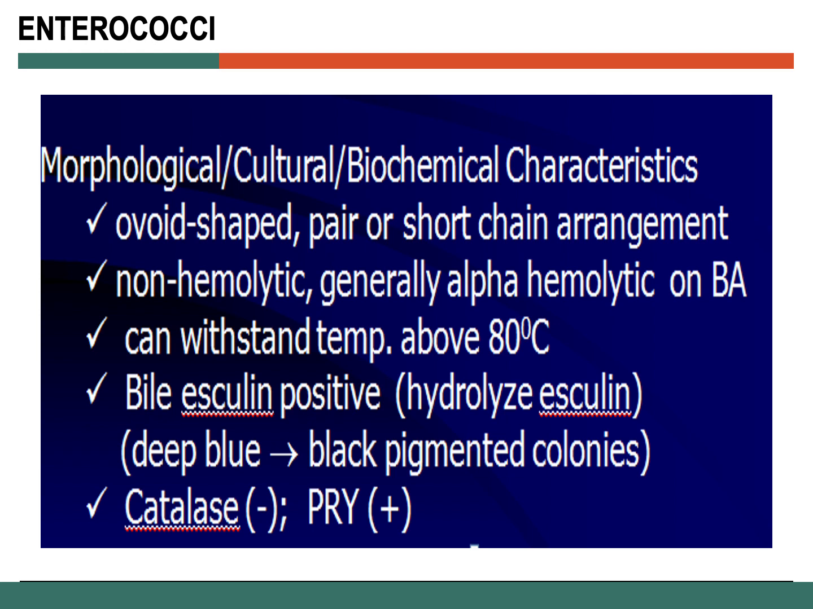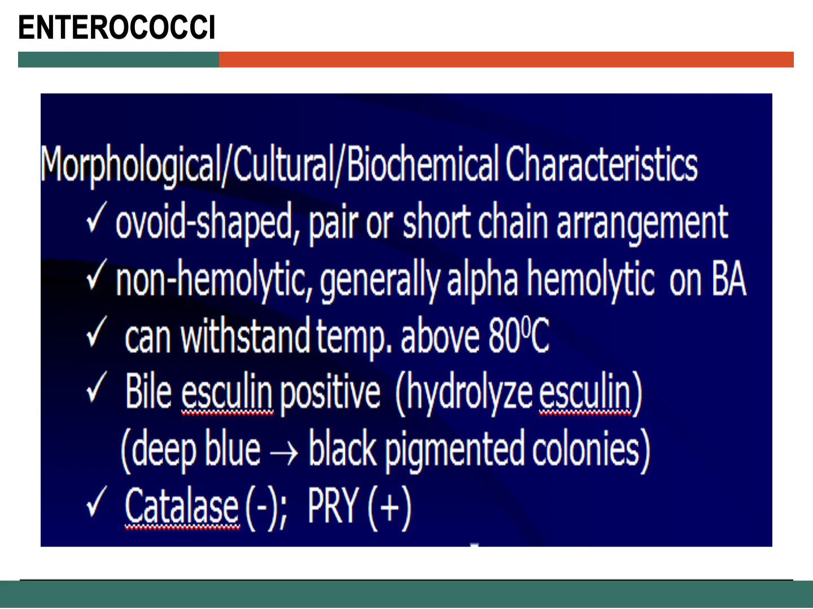The characteristics of your Enterococci: these are ovoid in shape, in pair or short chain arrangement. They can be non-hemolytic or sometimes alpha-hemolytic on blood agar plate. They can withstand above 80 degrees Celsius. They are bile esculin positive. A positive bile esculin is seen as black pigment colonies. They are catalase negative and PYR positive.